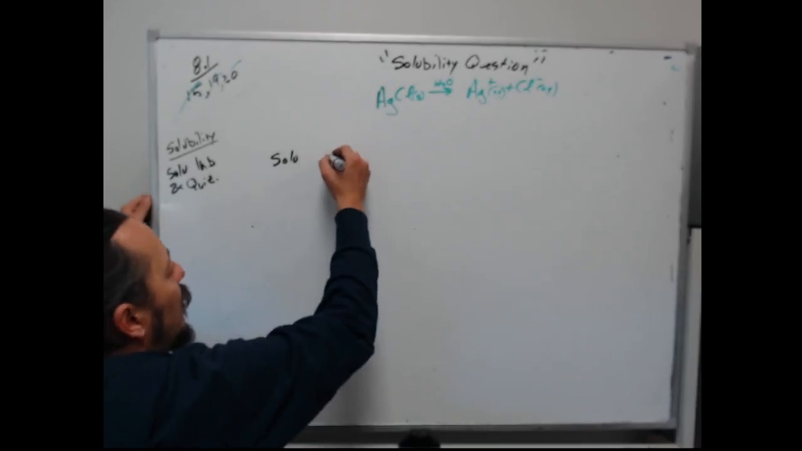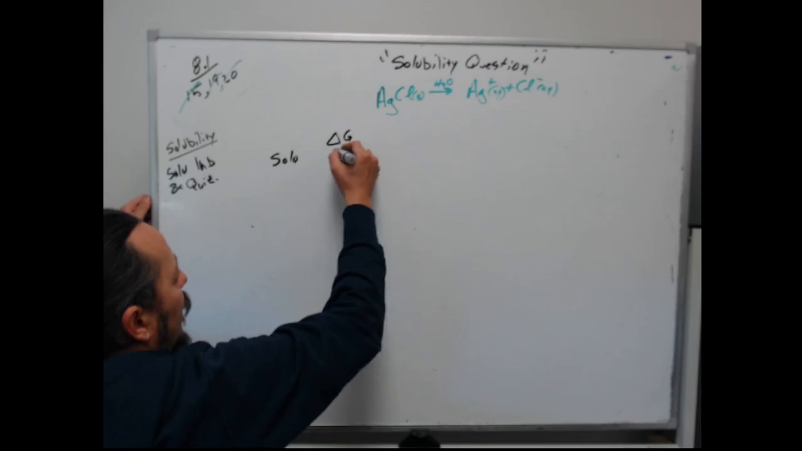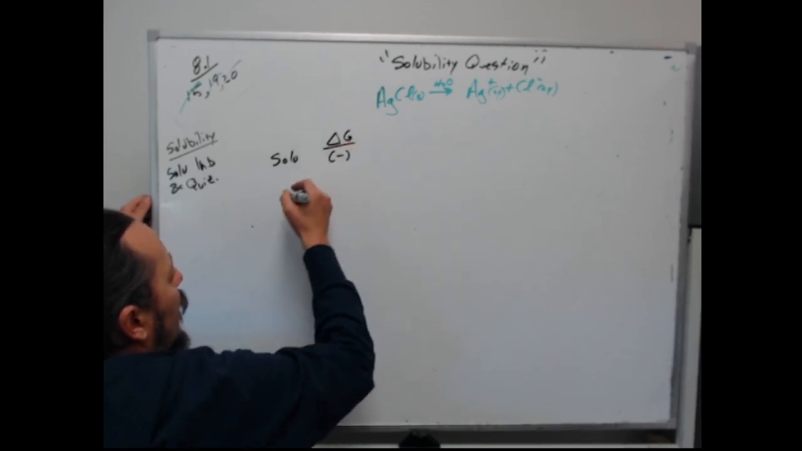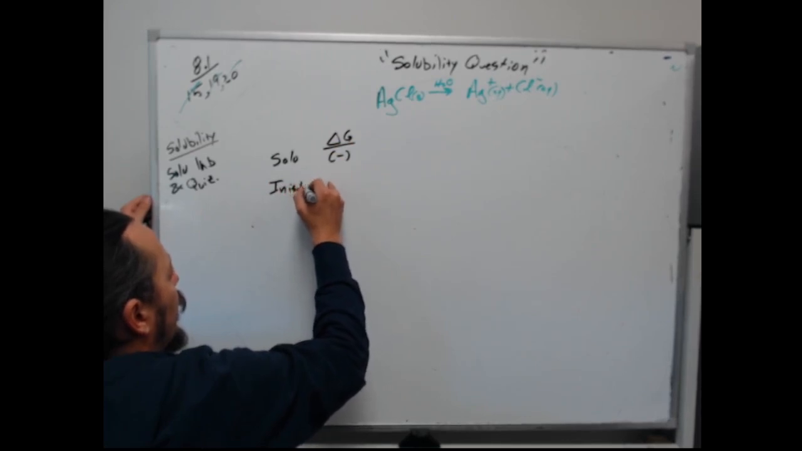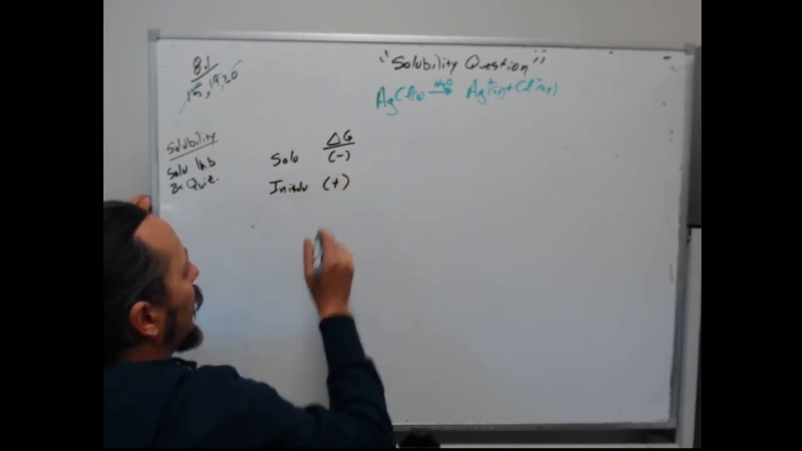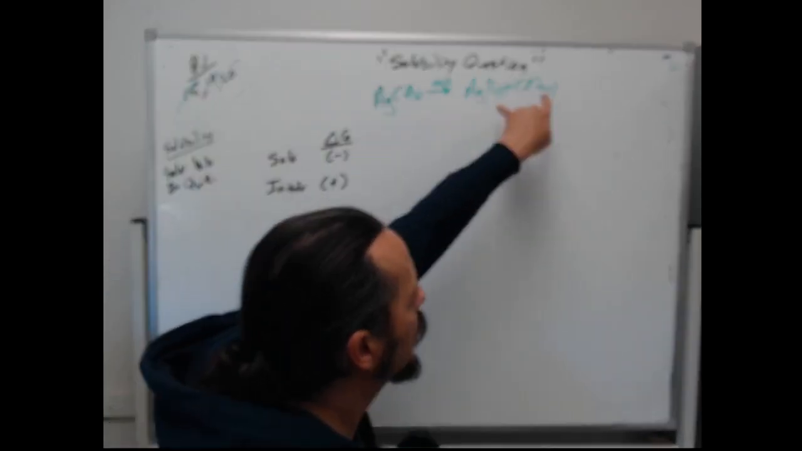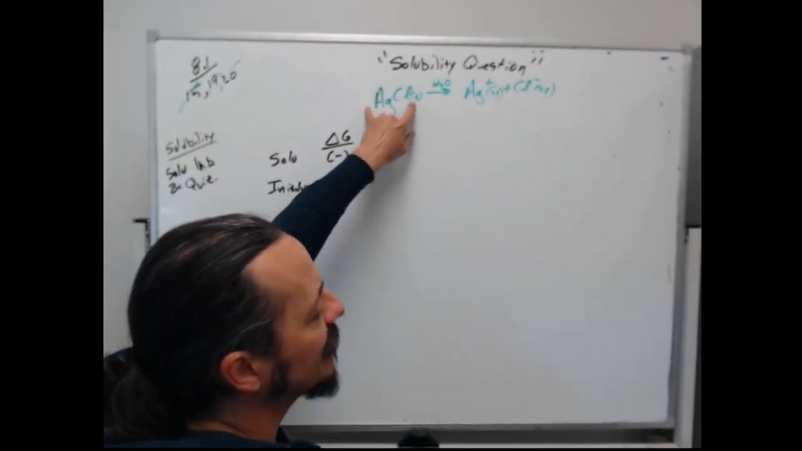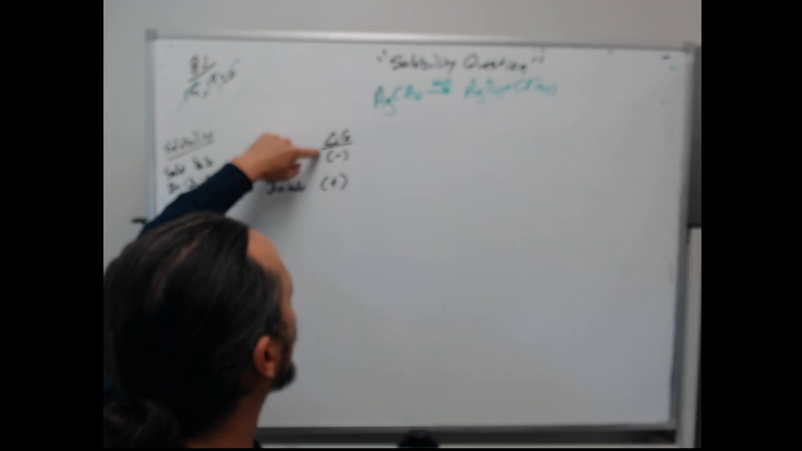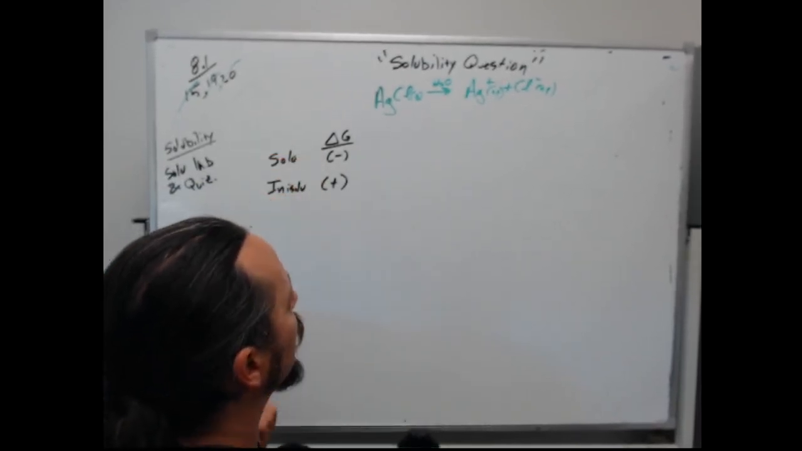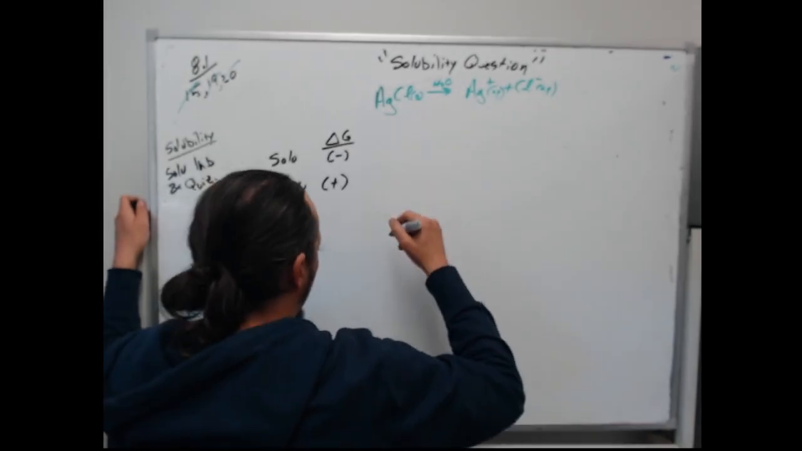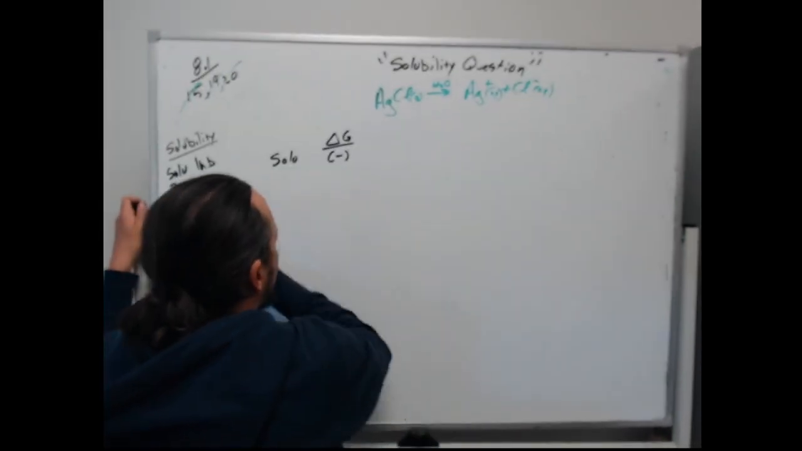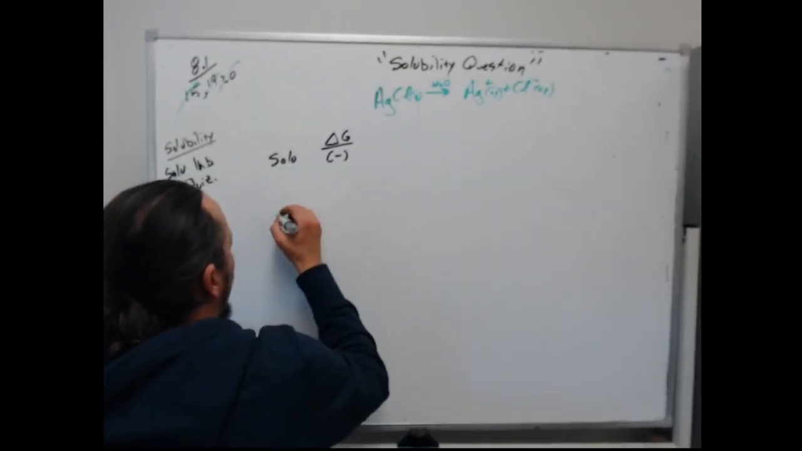So in this situation, something that is soluble would be a delta G that is negative. Something that is insoluble would be a delta G that is positive, right? Something that's soluble would create products, something that's insoluble would stay as reactants. So spontaneous, non-spontaneous, soluble, insoluble. Then we look at the delta H.